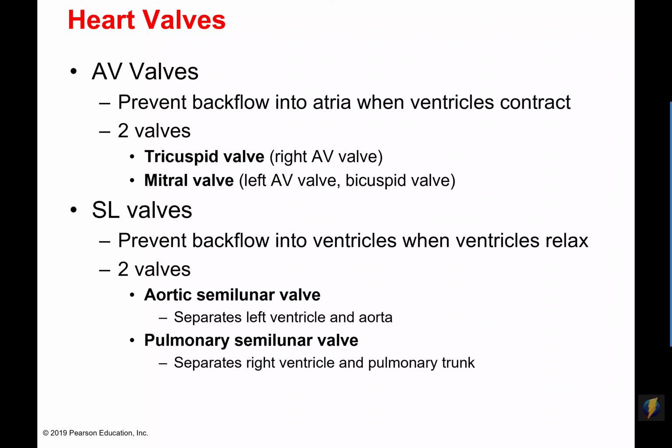So again, two valves. The tricuspid valve is the right AV valve, separating the right atrium from the right ventricle, and the mitral or bicuspid valve is the left AV valve, separating the left atrium from the left ventricle.